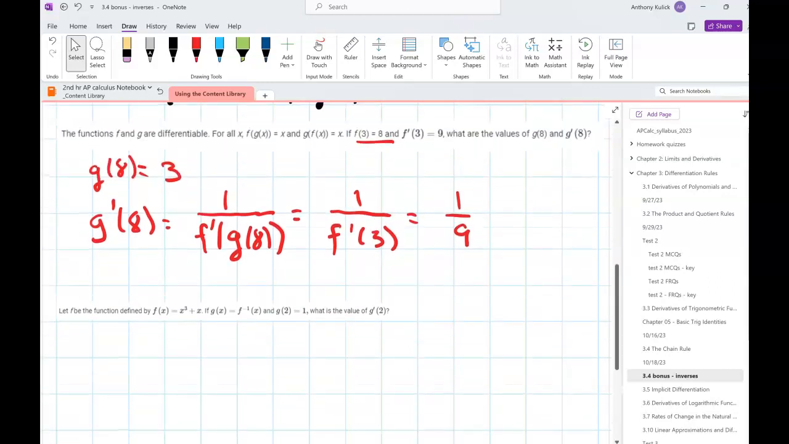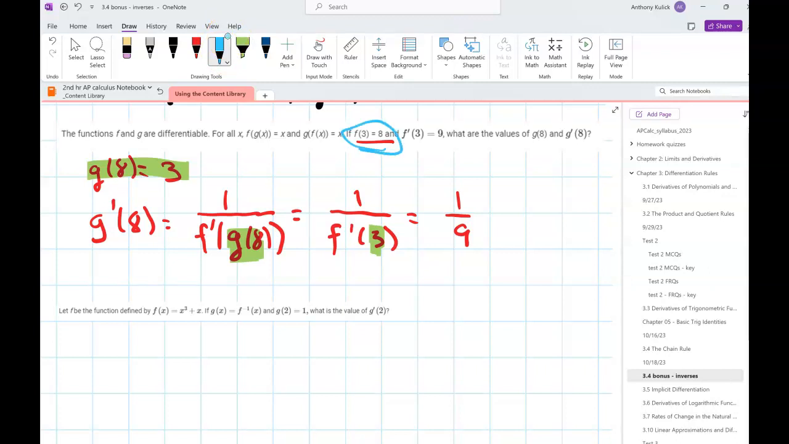Carmen, how did you get f prime of 3 from? So g of 8 is equal to 3, right? And then f prime of 3 is just 9. So does that feel good? Yes. Okay.